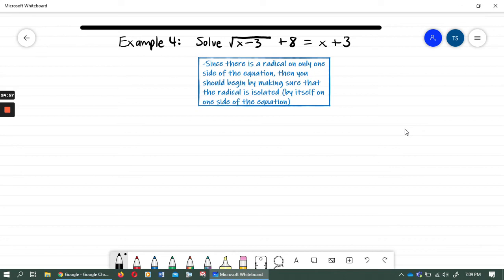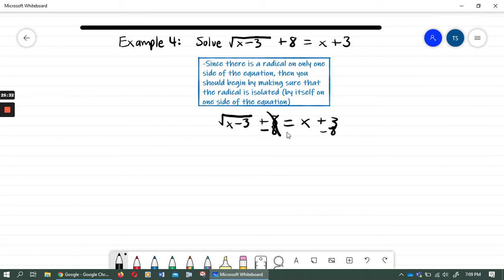And so, in order for us to do that, let me just rewrite this again. The square root of x minus 3, plus 8, equals x plus 3, okay? All right, so in order for us to get that radical by itself, right now the only thing that's keeping that radical from being completely by itself is this plus 8 that's happening on the outside of that radical. So guys, the only way for us to cancel out this plus 8 is to subtract 8 on both sides. So let's subtract 8 on both sides.